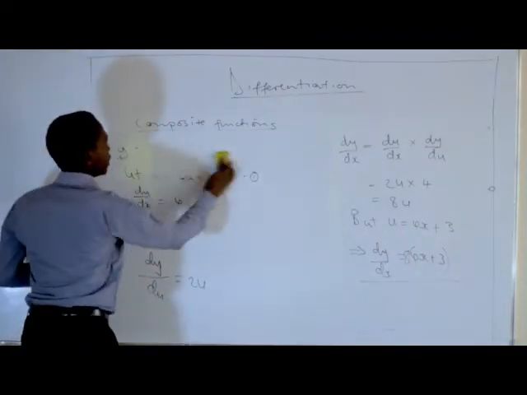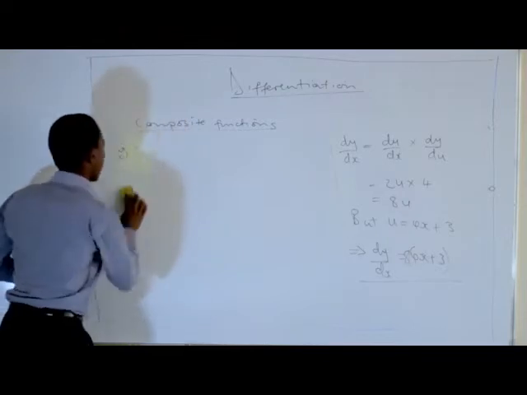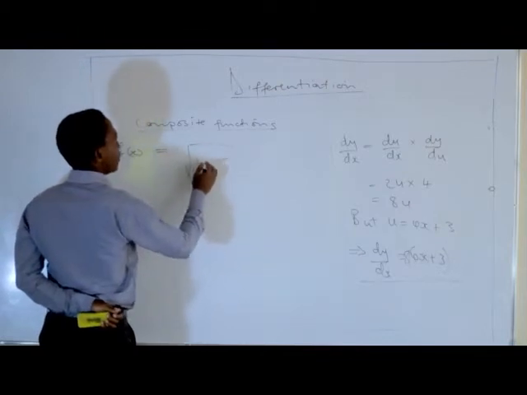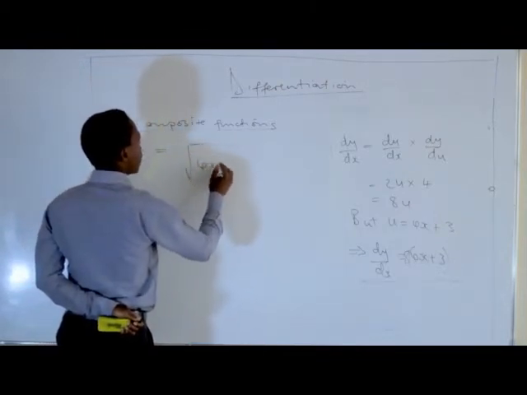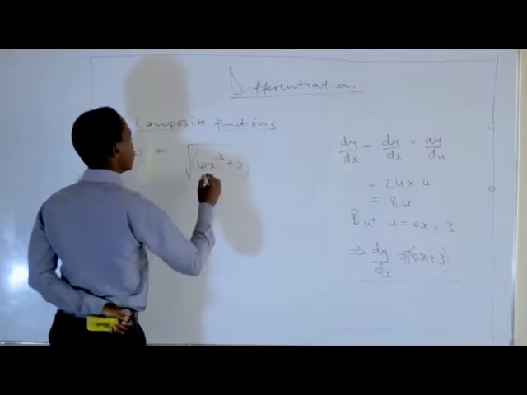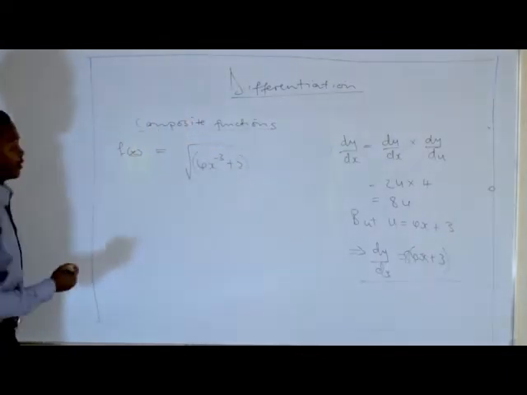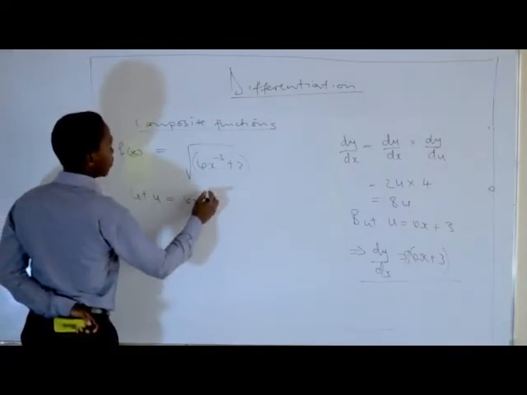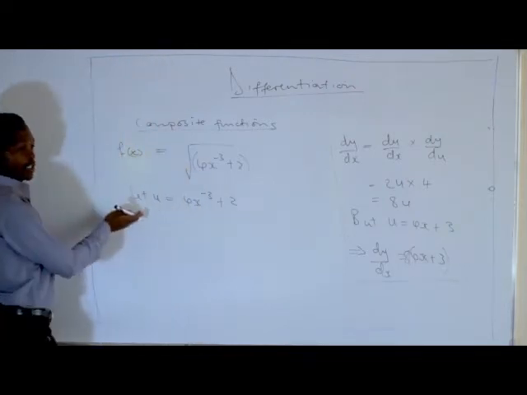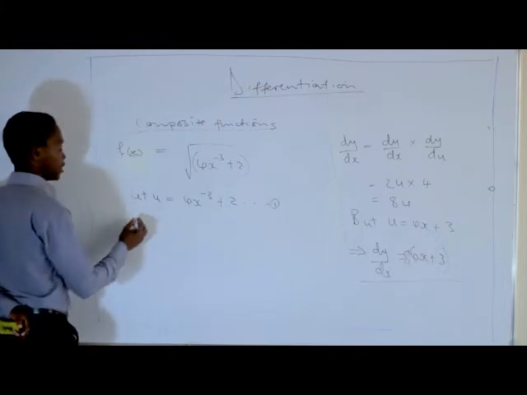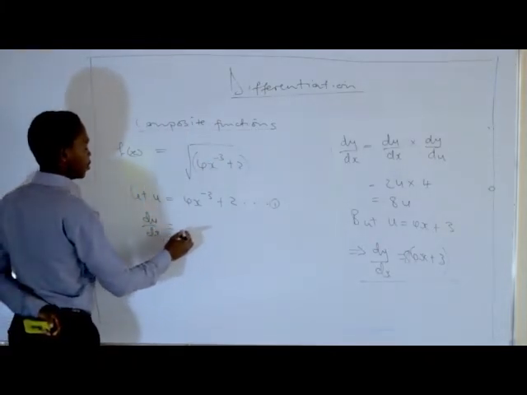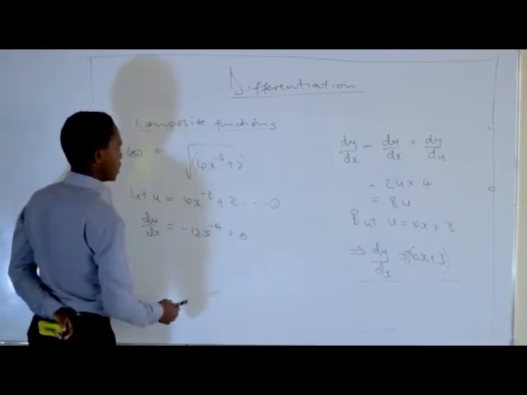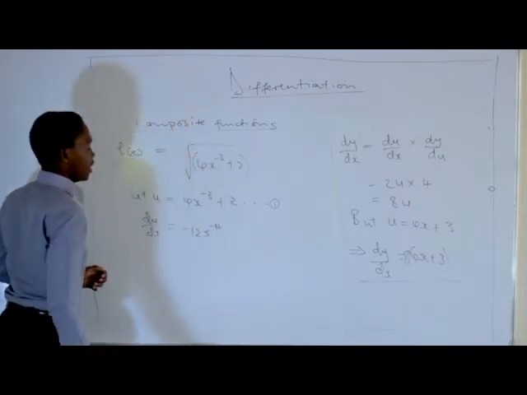Then the last example, we can have another composite function, which would be like f(x) is equal to the square root of 4x to the power minus 3 plus 2. We want to find the derivative of this function. So we are saying let u be equal to 4x to the power minus 3 plus 2. Differentiating this function with respect to x, it will give us what? du/dx is equal to minus 12x to the power minus 4 plus 0, or it will just remain minus 12x to the power minus 4.